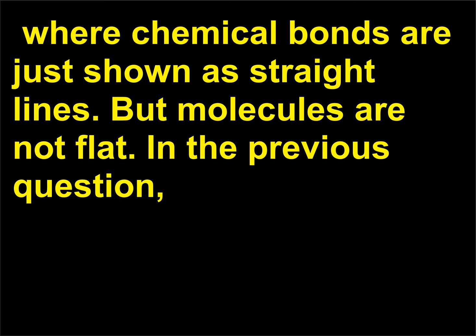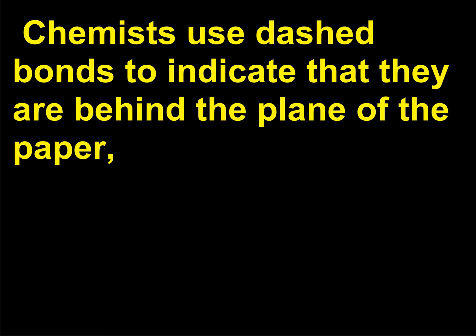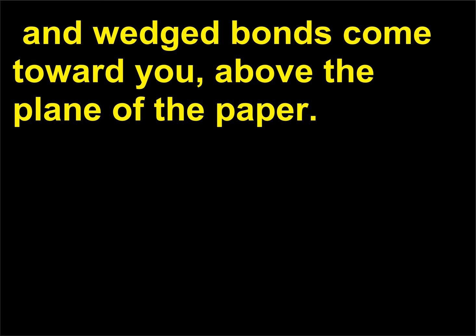In the previous question, the four halogen atoms around the central carbon form a tetrahedron. Chemists use dashed bonds to indicate that they are behind the plane of the paper, and wedged bonds come toward you, above the plane of the paper.